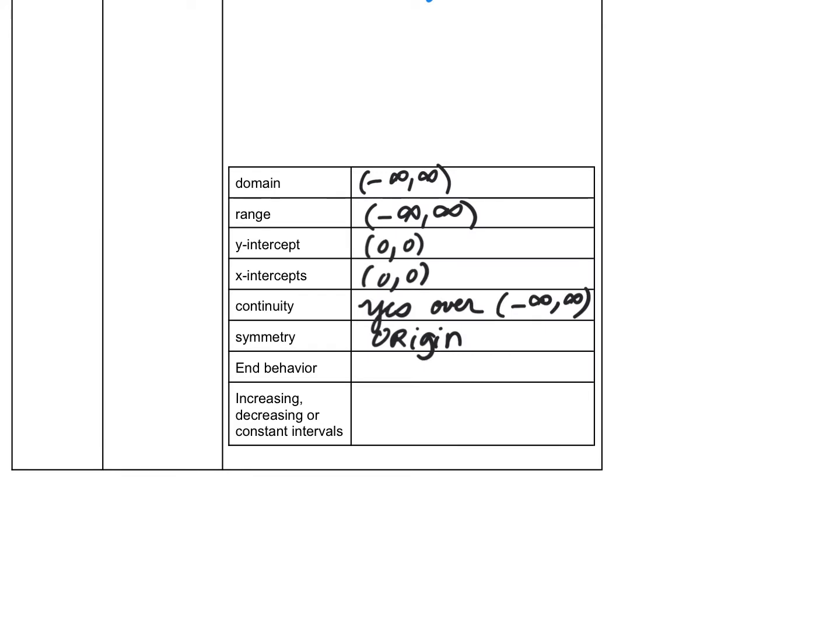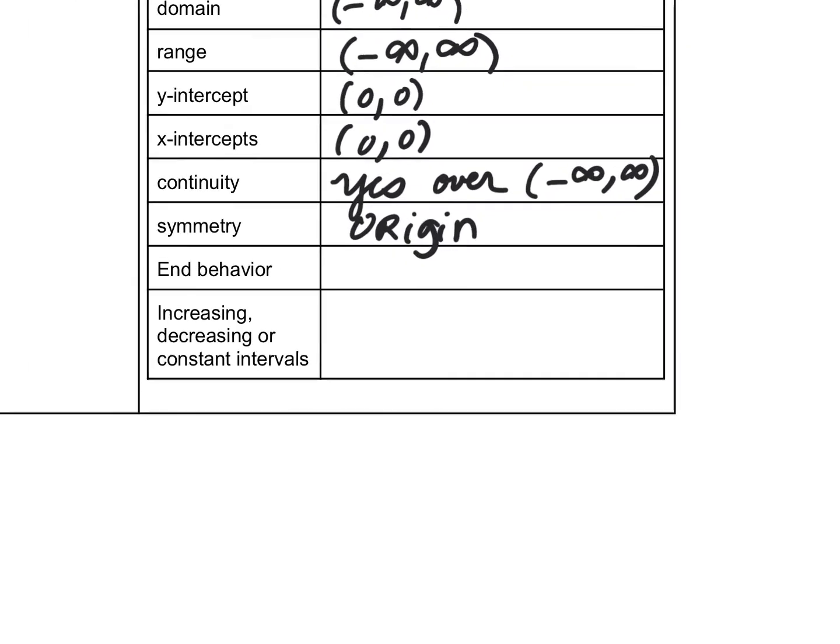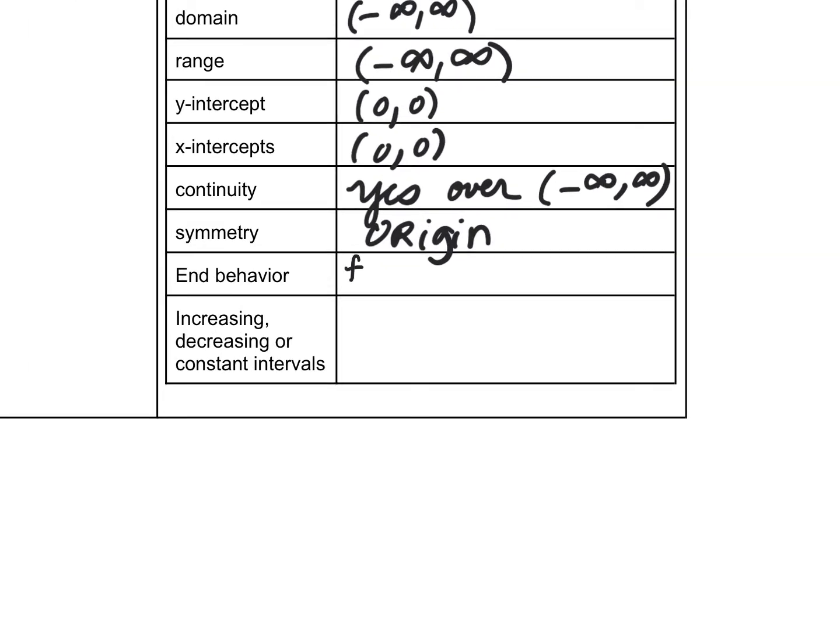Doing this. All right. End behavior. The limit of f of x as x approaches negative infinity, and the limit of f of x as x approaches infinity. What is this doing? As it goes left, what's it doing? It's going down. And as it goes to the right, it goes up. Right? Okay.